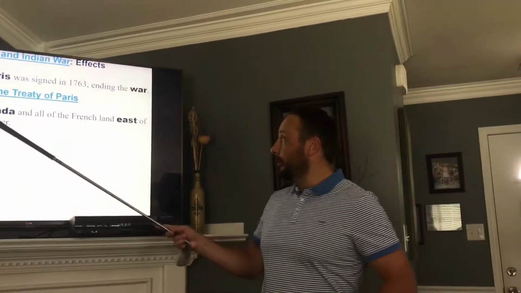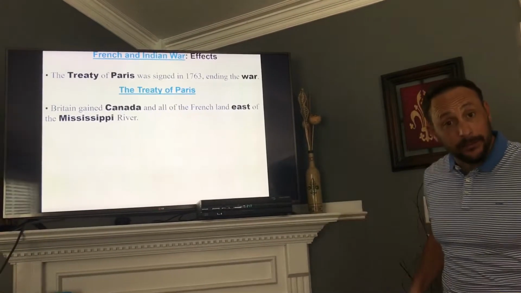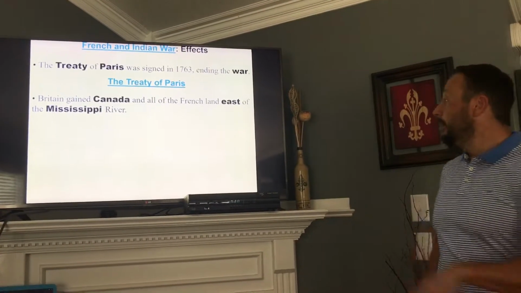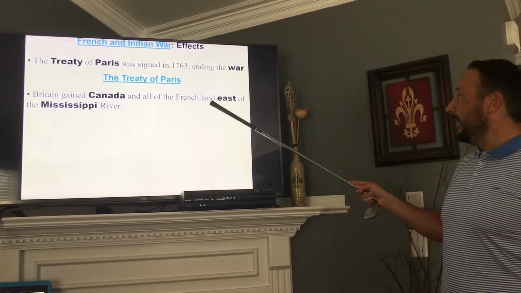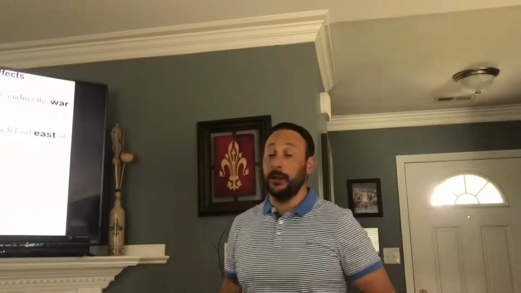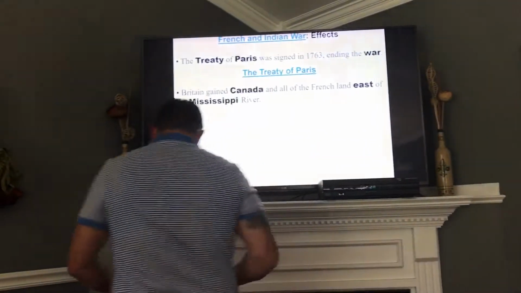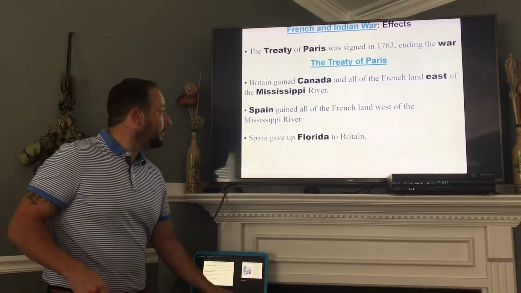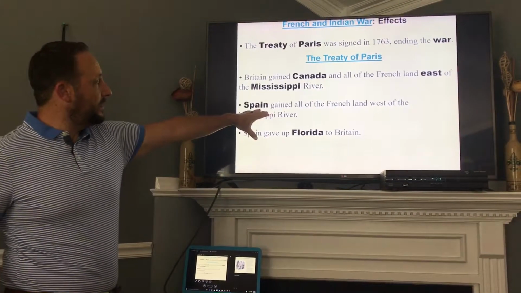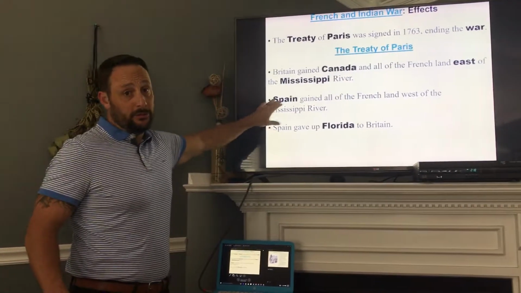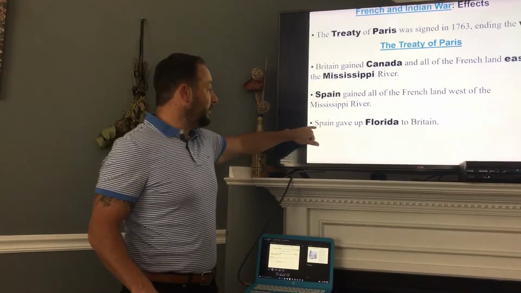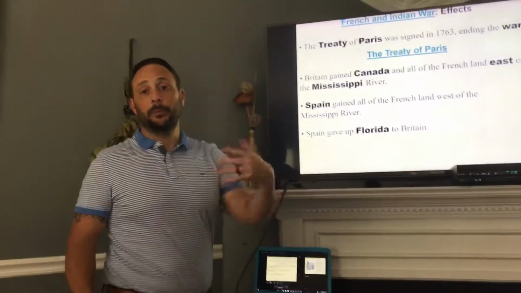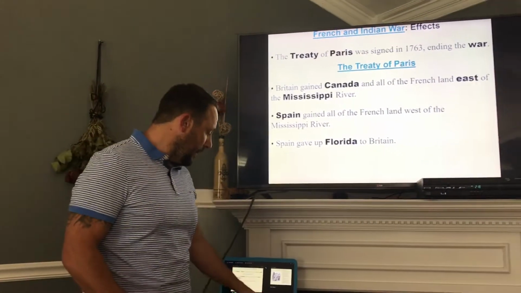And in this agreement, Britain gained all of Canada and all of the French land east of the Mississippi River. So that was a huge amount of land that was gained as a result of this war. All right, moving on. Spain gained all the French lands west of the Mississippi, which was a huge amount of land. And then Spain also gave up Florida to Britain.